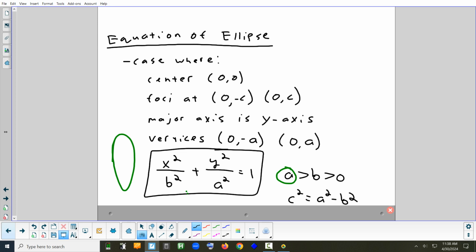And just a little preview for tomorrow. Change that plus to a minus. Now you have a hyperbola. So it's a very, very small change.